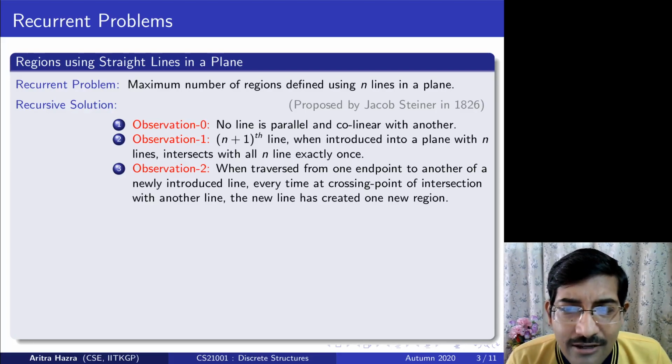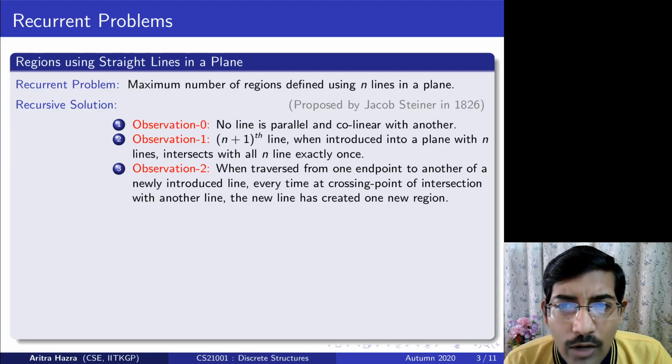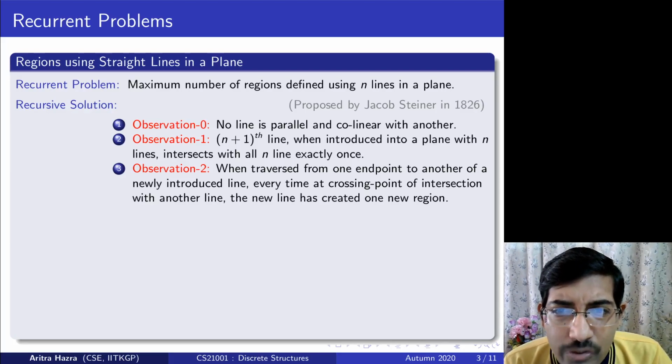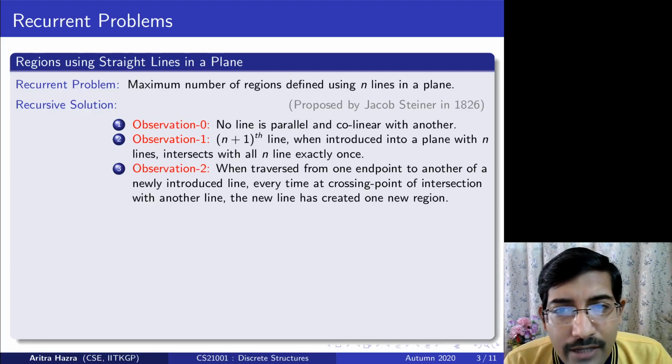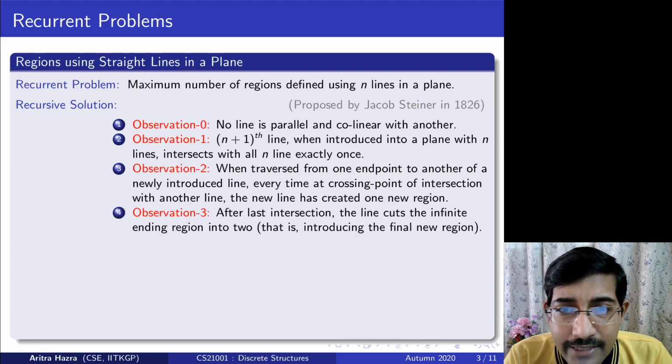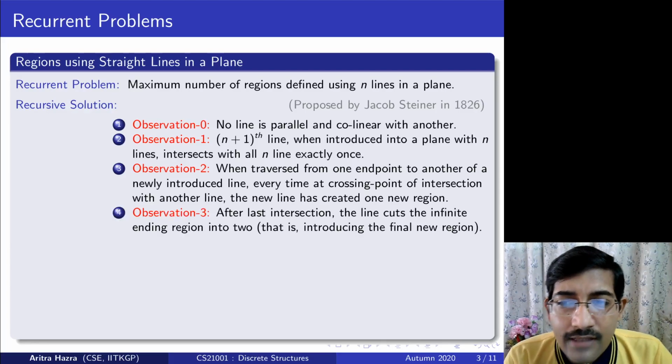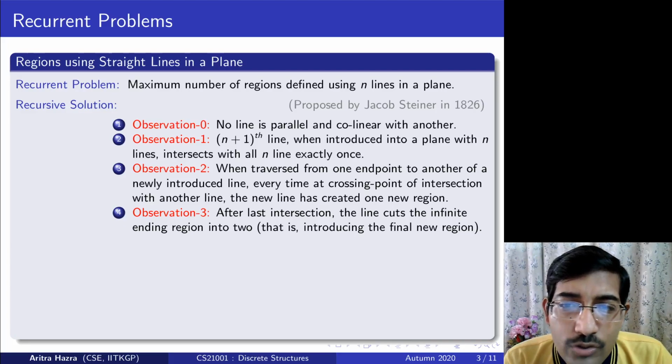That means, when the n plus 1th line goes to intersect with any of the lines, just before that, the region which was there is increased by one in number, because it just divides that region while intersecting and passing through. And finally, when it has the last intersection and goes out, then that infinite region after the last intersection also gets divided into two parts.